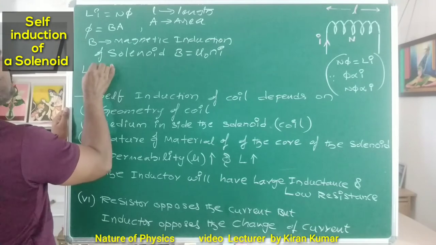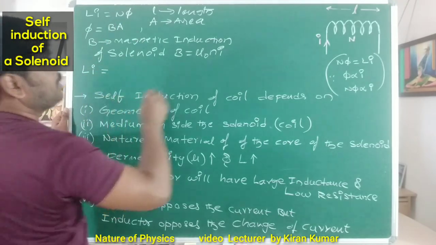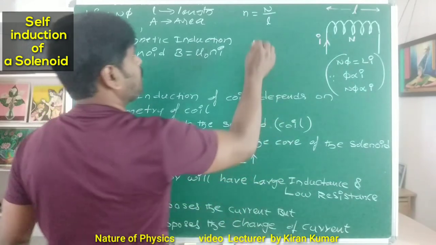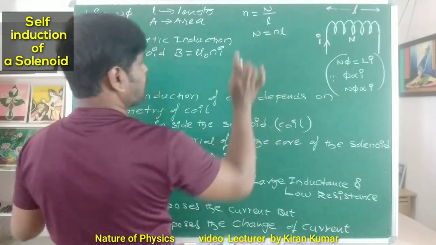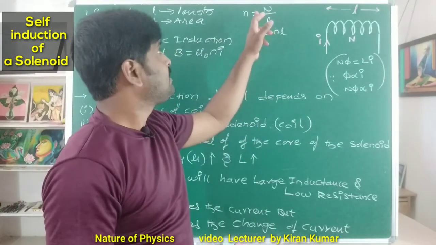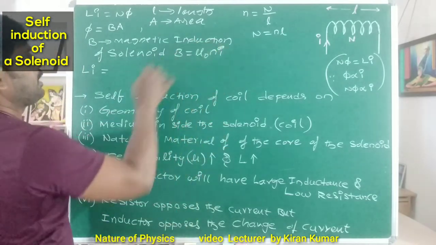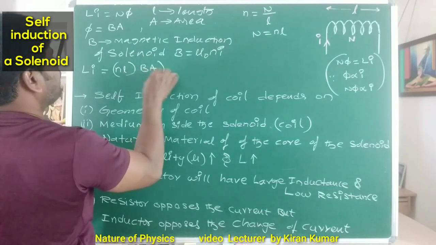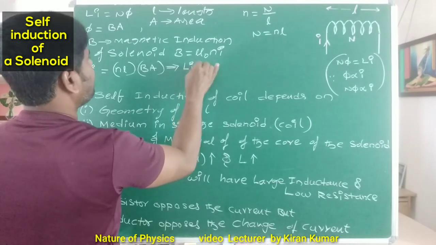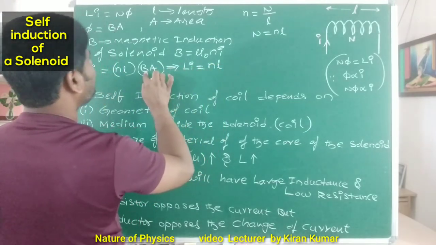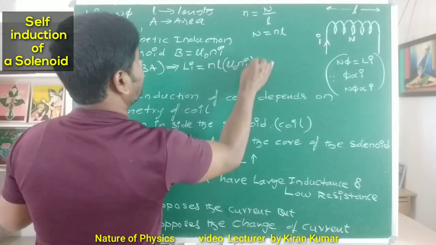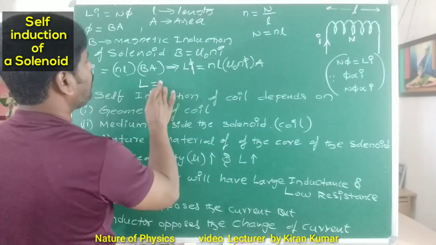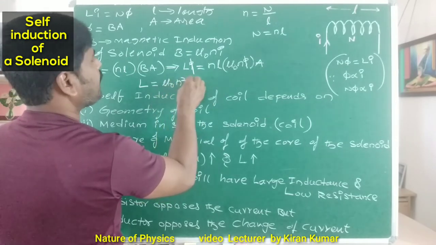So L i is equal to N phi. Here small n is equal to capital N by L, the number of turns per unit length. So capital N is equal to small n into L, where capital N is the total number of turns and small n is the number of turns per unit length. Phi value is B A. Next step, L I is equal to n L, with B value mu naught n I, into A. So the current I gets cancelled, and we get L equal to mu naught n into n square A L.